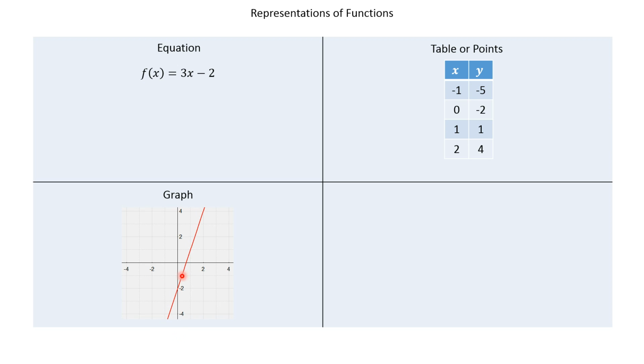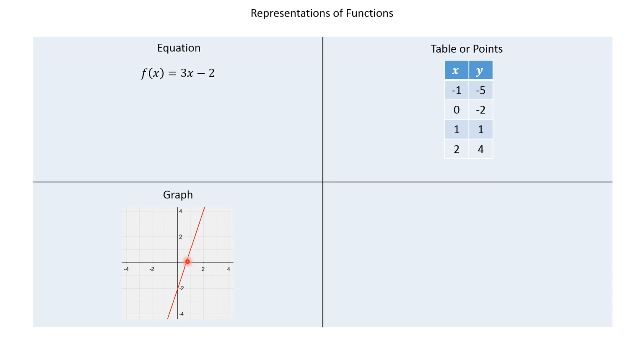If we have a graph, could we create a table from the graph? Yeah, just pick some x values. What are the y values? When x equals 0, y equals -2. When x equals 1, y equals 1. Oh, there's 1 right here. When x equals 1, y equals 1. When x equals 2, y equals 4. When x equals -1, y equals -5.